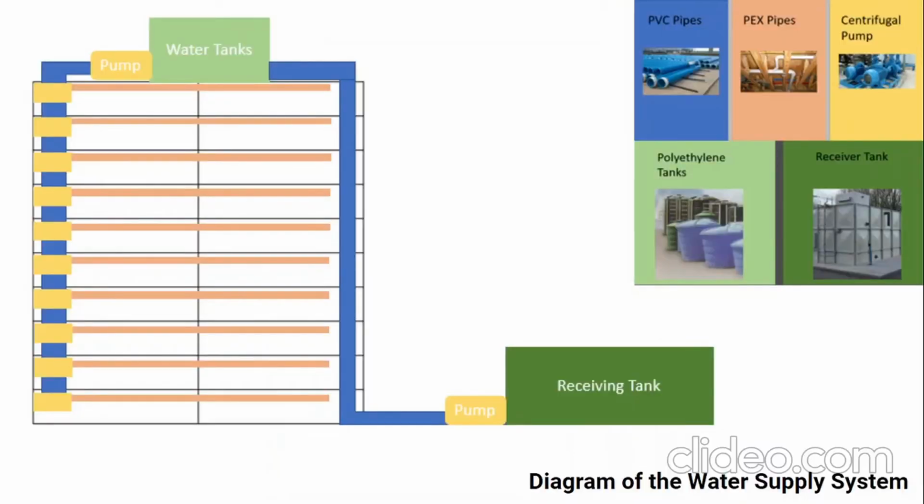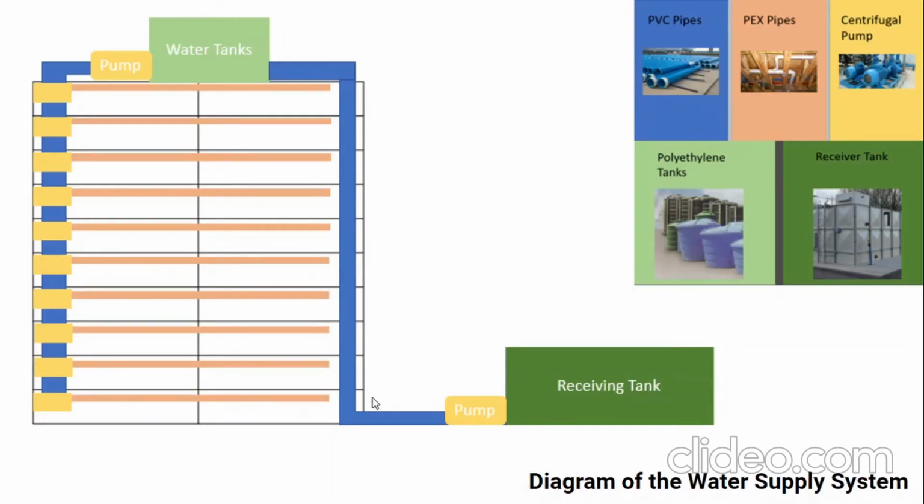Now we will move on to our diagram of the water system we had in mind. First off, we have the standard water receiving tank. This tank receives water from the main water pump. It then pumps water to the polyethylene tanks that are on the roof. The rooftop tanks then collect water and store it for later use and timely access.